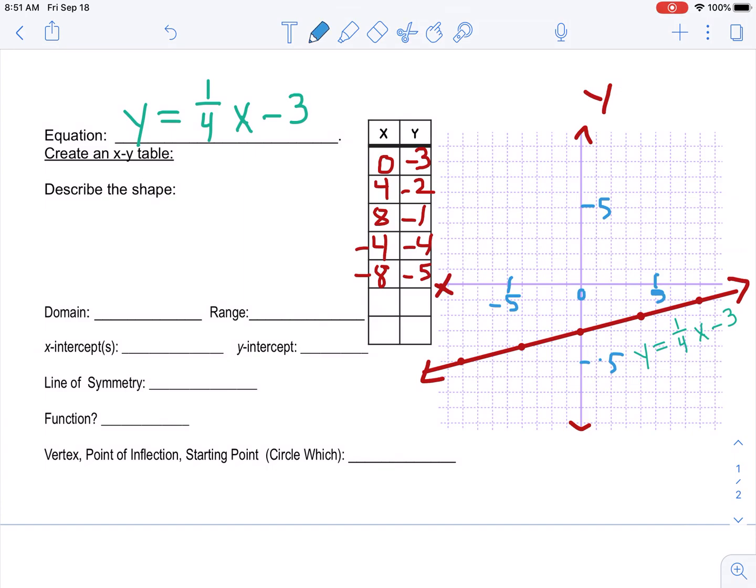My x-intercept, I don't know what that is yet. I'm going to leave that blank for right now. But my y-intercept is the point 0, negative 3. We don't have a vertex. We don't have a starting point, so we don't have any of those as well.